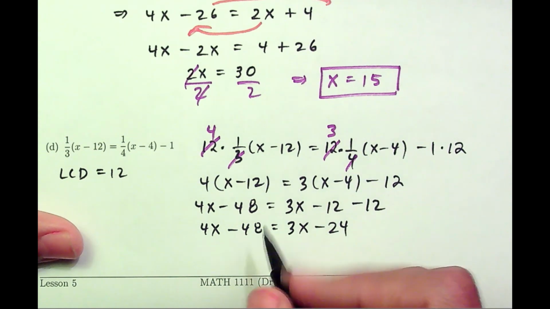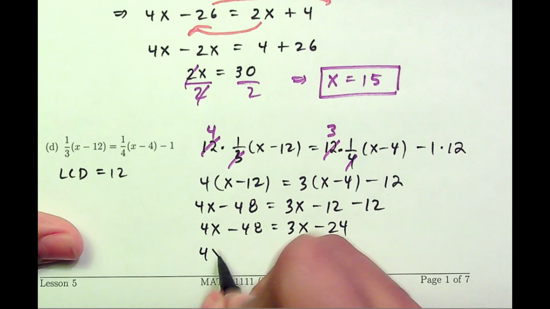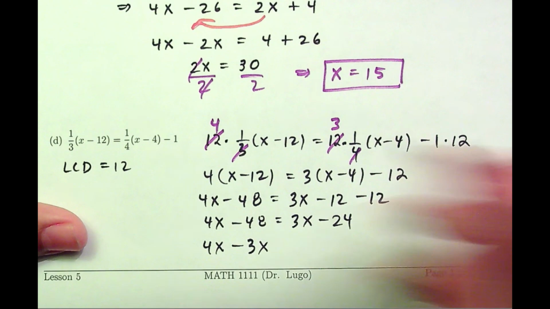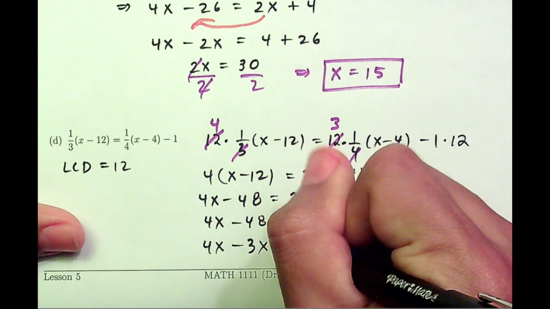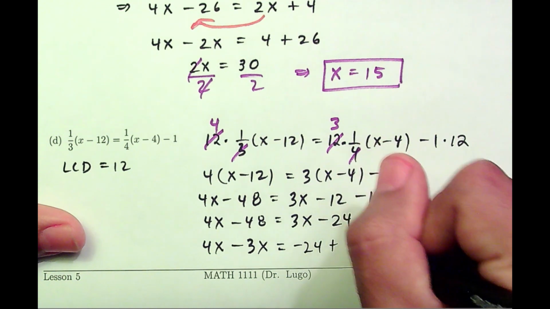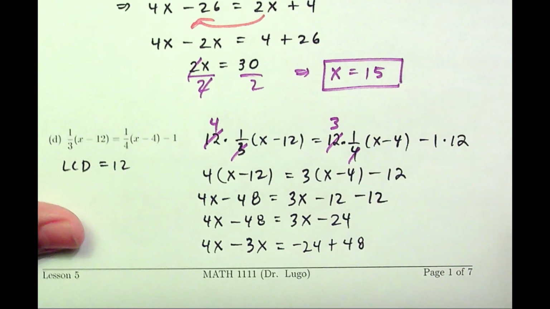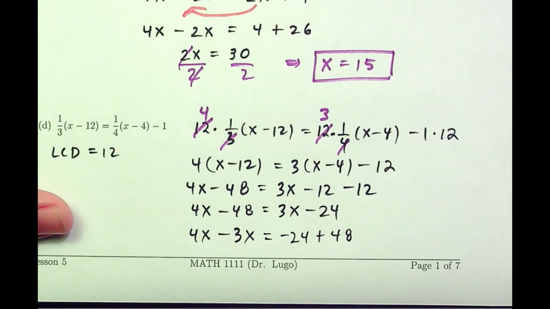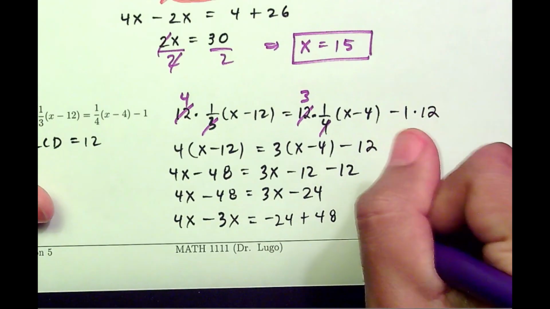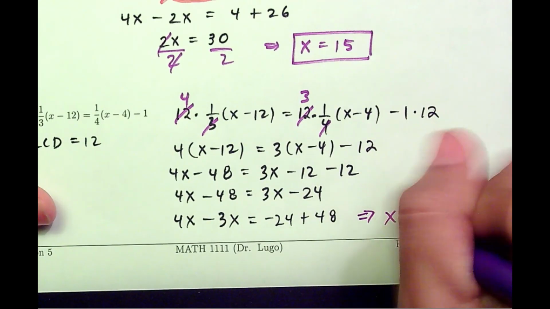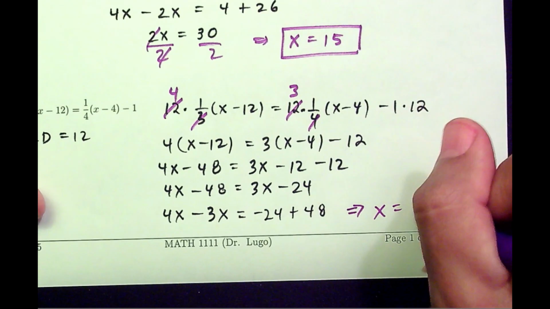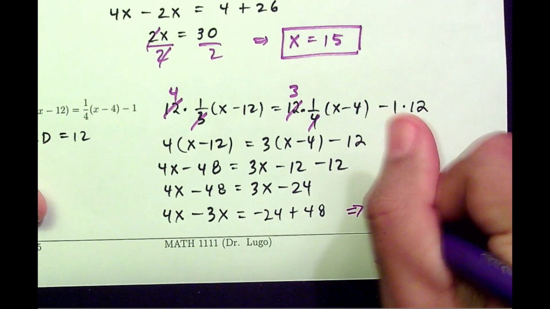And then moving things around, I'm going to move this 3x to the left. That moves as negative 3x, or minus 3x. And then move the 48. So it will be negative 48. It will be negative 24 plus 48. Now 4x minus 3x is just x. And then negative 24 plus 48 is positive 24. And that is the end.